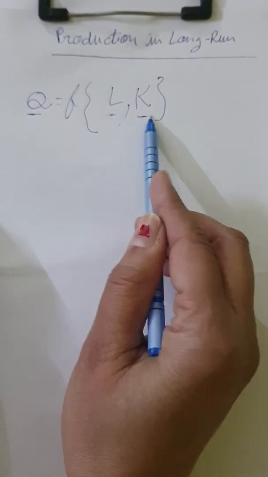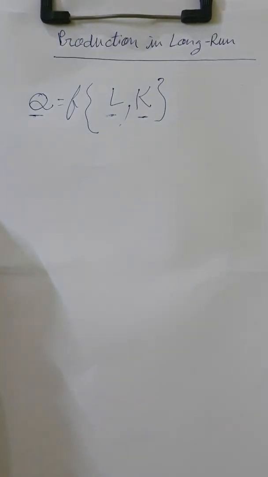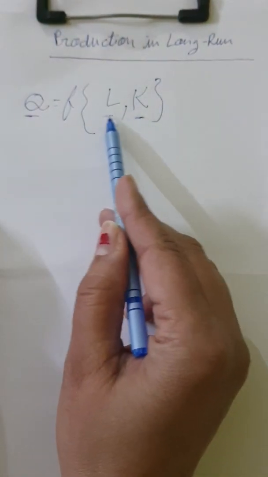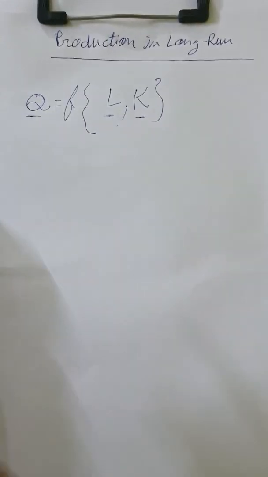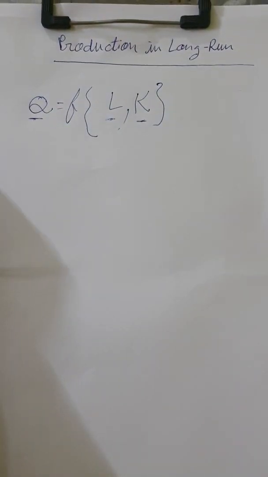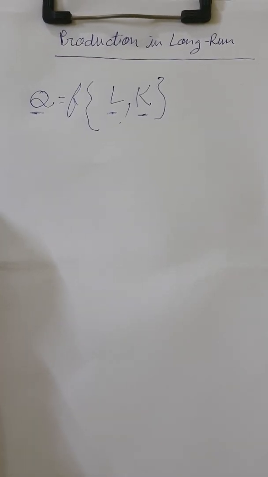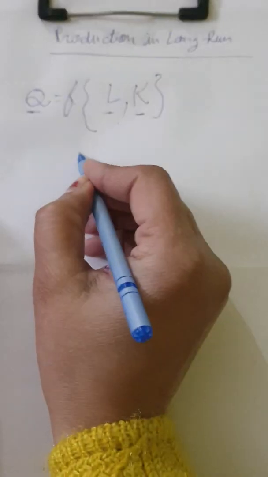If both are variable inputs and you can increase their supply in any amount, maybe you can increase labor and capital by 2 times, 3 times, or 2%, 5%, 10%. So you can increase the supply of labor and capital as per your requirement. There is no fixity of any factor. So the factor which will affect returns in the long run will be scale.